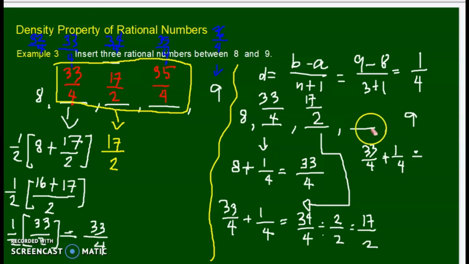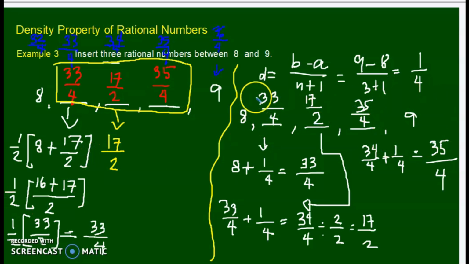34. I'm so sorry. It's 34. I got carried away. So, dapat careful tayo dyan. 34 over 4 added to 1/4 is 35 over 4. And we have 35 over 4. And 35 over 4 plus 1/4 is 36 over 4 equal to 9.